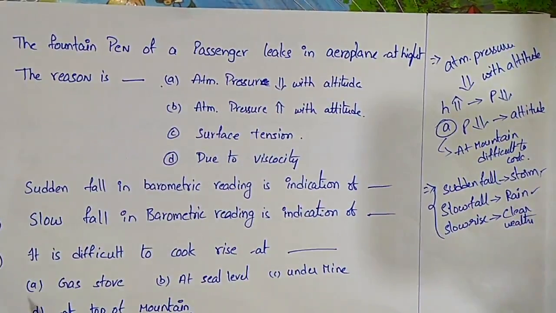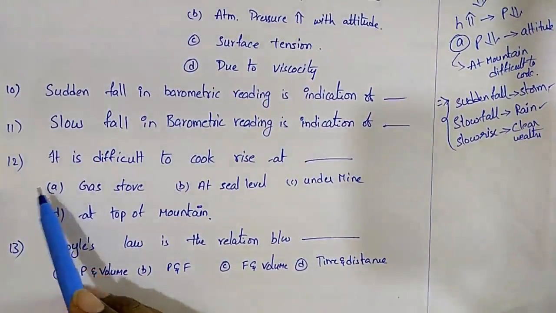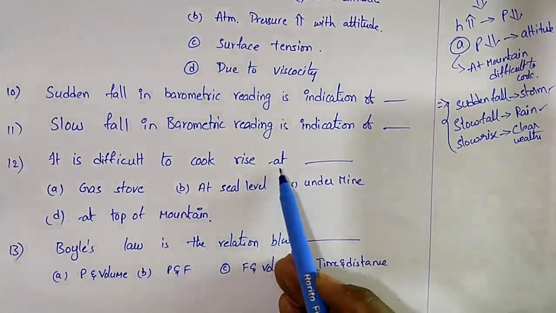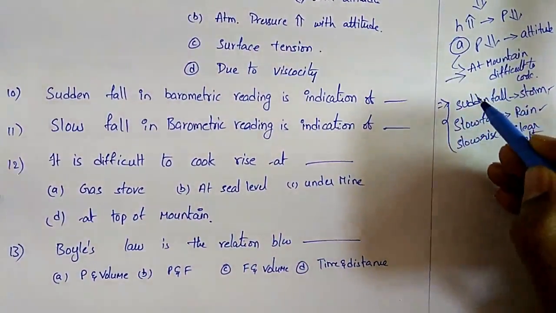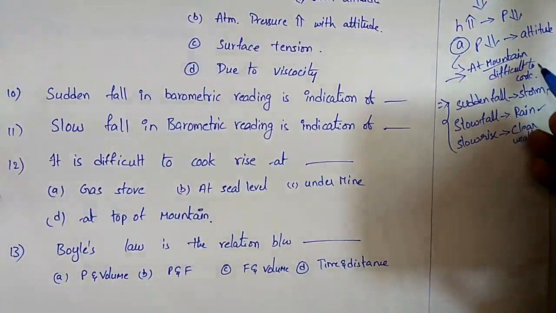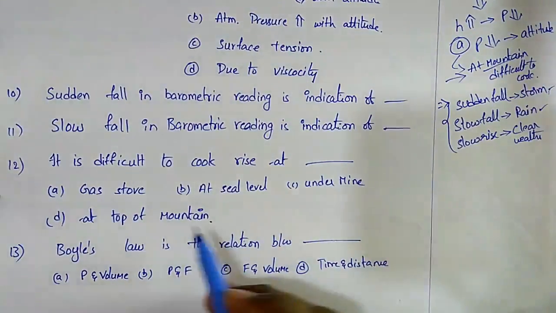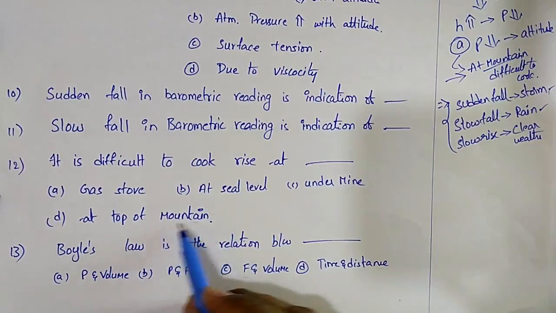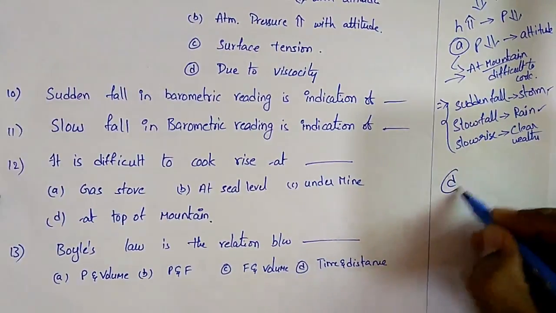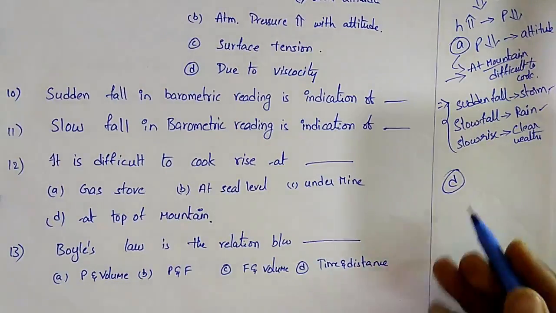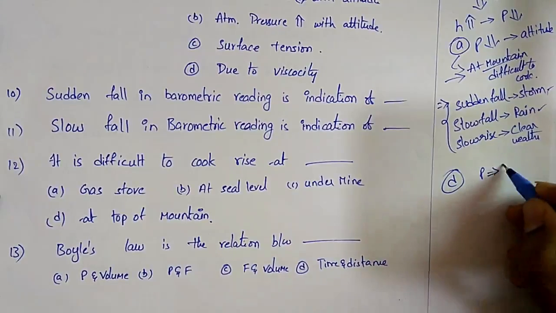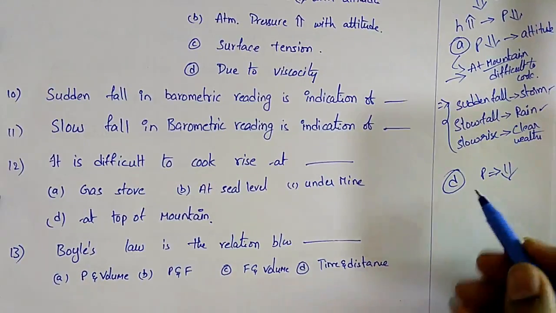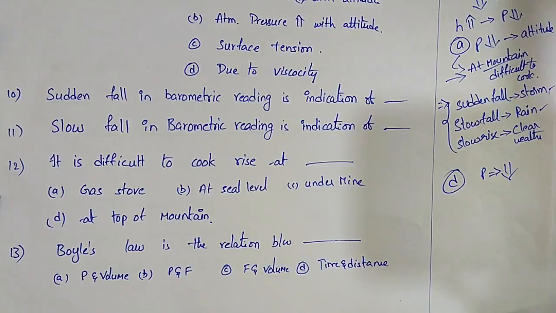And the next one, 12th question. It is difficult to cook rice at dash. We have already discussed it is difficult to cook at mountains because the pressure decreases. So the answer is at the top of mountain. At the top of mountain it is difficult to cook because at height the pressure will decrease. So that's why it is difficult to cook at mountains.